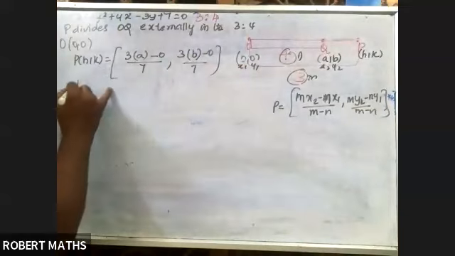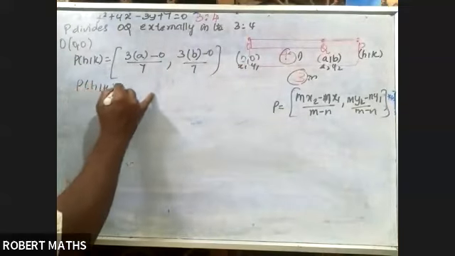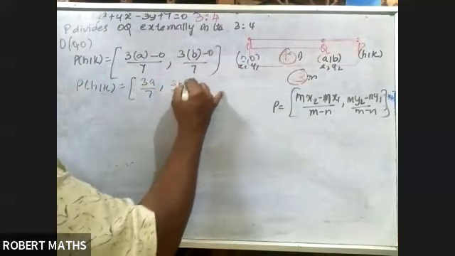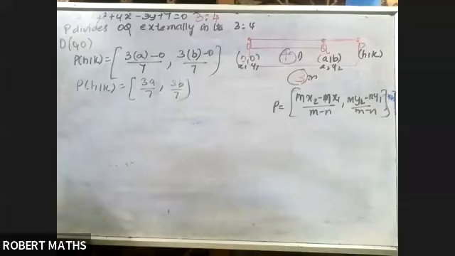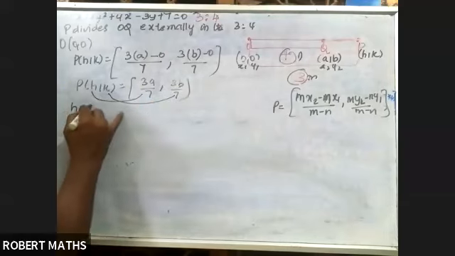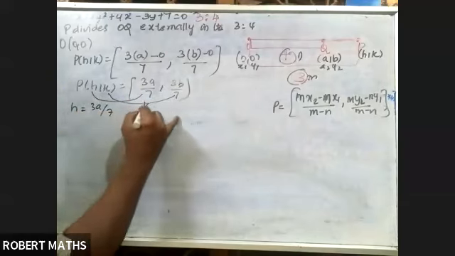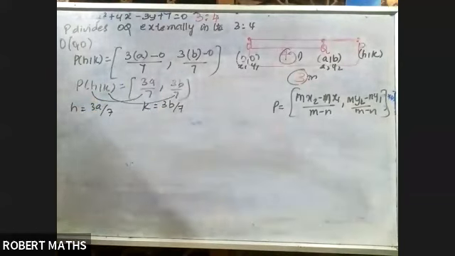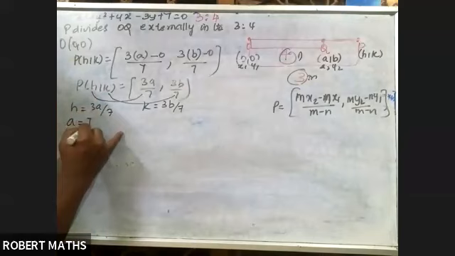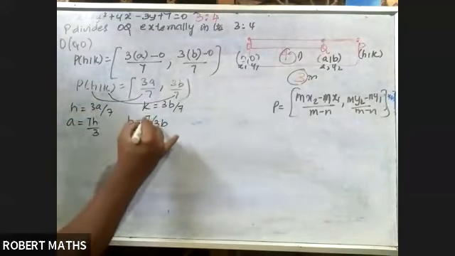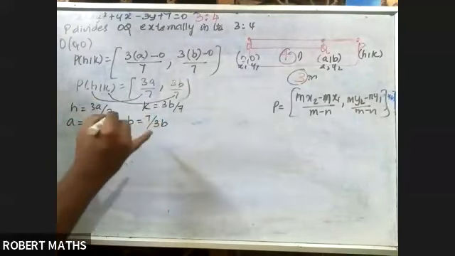I can write this as P of H, K is equals to 3A divided by 7, 3B divided by 7. So I can write this as, compare the formula, H and K. Your H is equals to 3A by 7 and K is equals to 3B by 7, X coordinate and Y coordinate. I want to find out A value. Your A value is 7H by 3 and your B value is equals to 7K by 3.